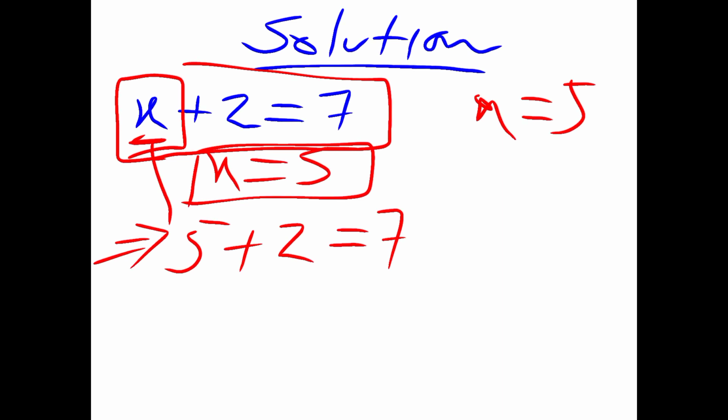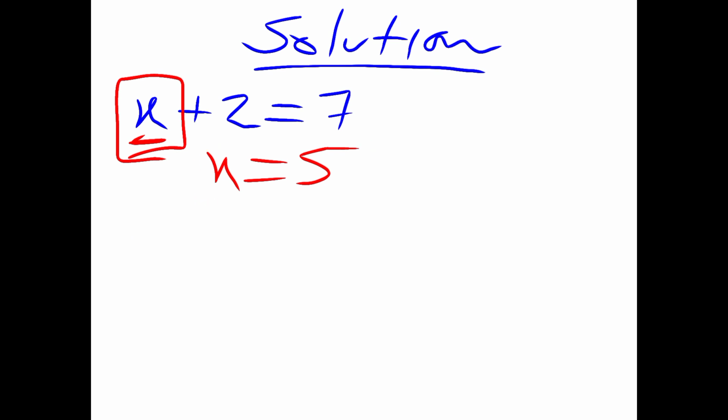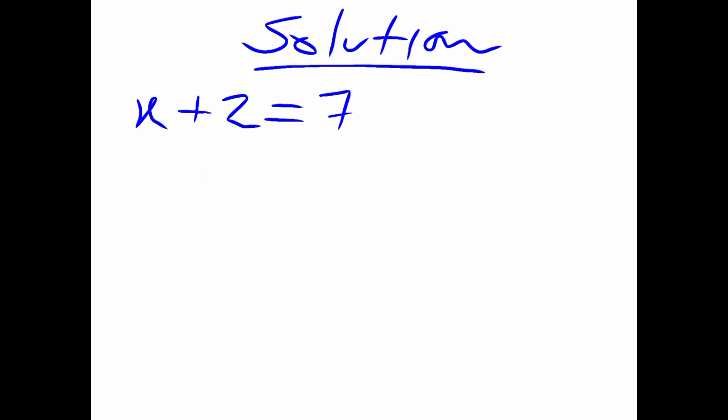But there are some equations wherein we cannot instantly guess the value of the variable. So there is always a method which helps us to find the value of the variable, the solution of the equation. Let us try to know about that method. Here it is x plus 2 is equal to 7.